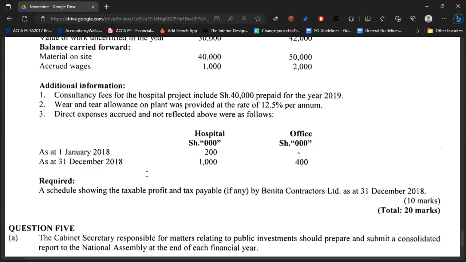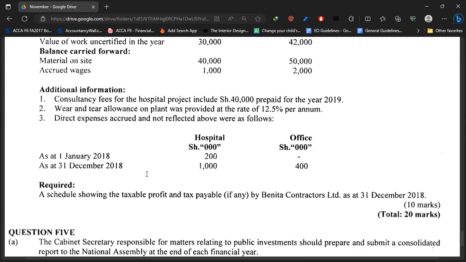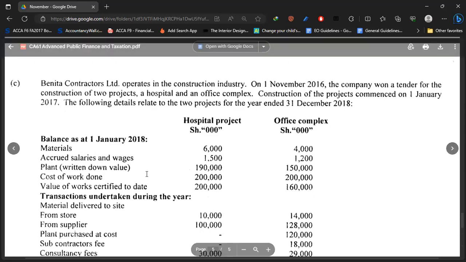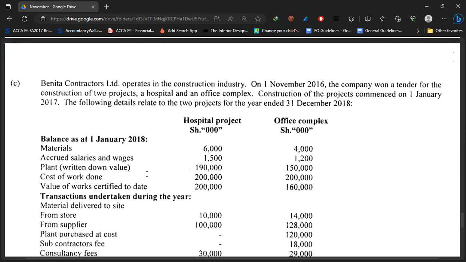Now, remember, normally the titles are the same, and you are looking at the titles to write a title. So in this case, Benita Contractors normally operate a construction company, so they are given to run a hospital project together with the office complex.